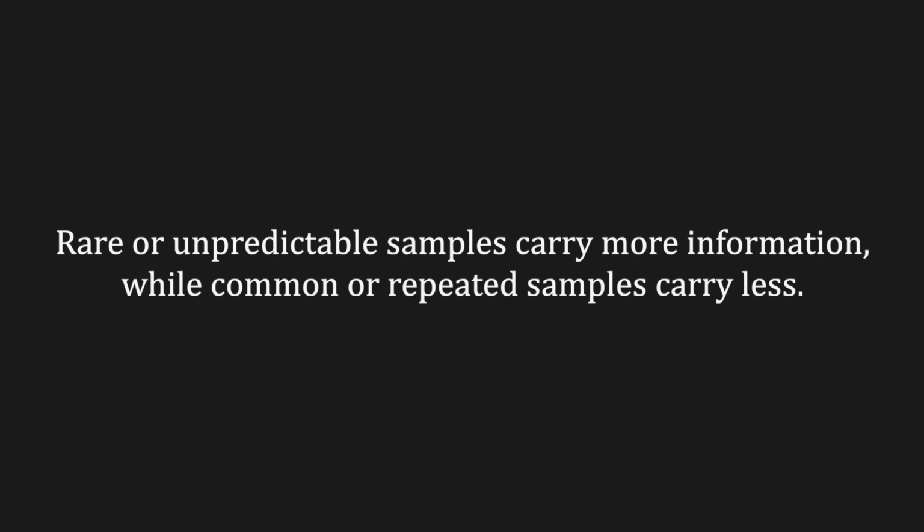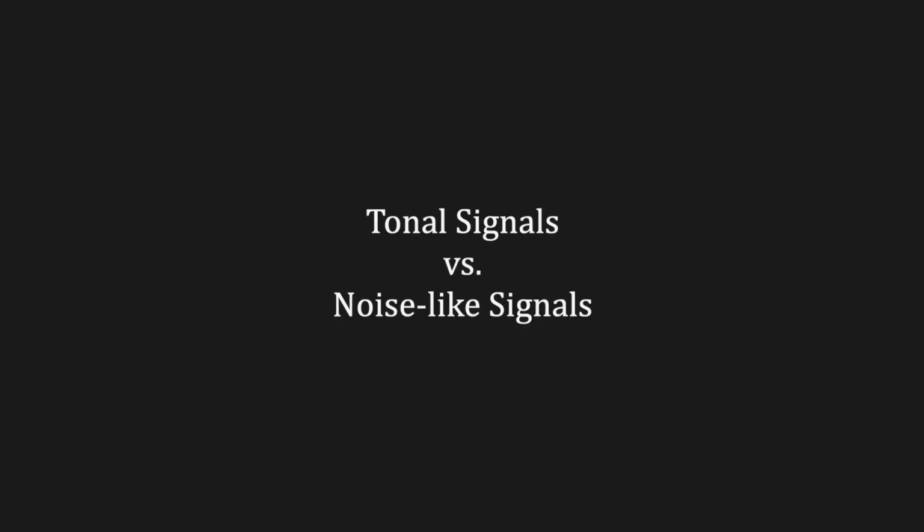Perceptual lossy coding can greatly reduce the bit rate, but it always slightly degrades the signal. Lossless compression, on the other hand, keeps the signal bit for bit accurate, though the reduction in bit rate is smaller. Every audio signal contains information. Rare or unpredictable samples carry more information, while common or repeated samples carry less. Tonal signals, like pure sine waves, have high redundancy, while noise-like signals have low redundancy.